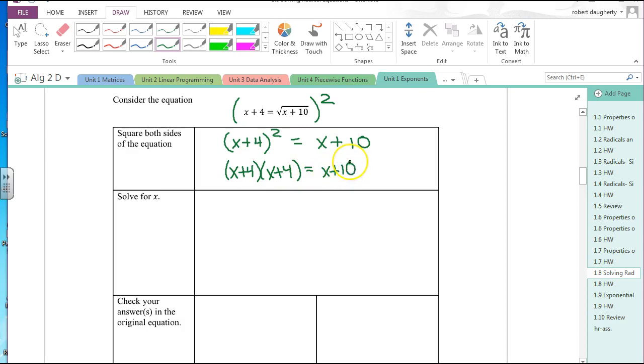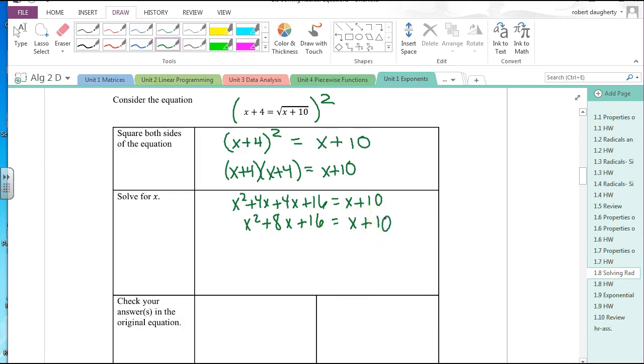Okay. How do I figure out what x plus 4 times x plus 4 is? What do I do? You FOIL that. So this is x squared plus 4x plus 4x plus 16 equal x plus 10, or x squared plus 8x plus 16 equal x plus 10. Okay, that's a quadratic.